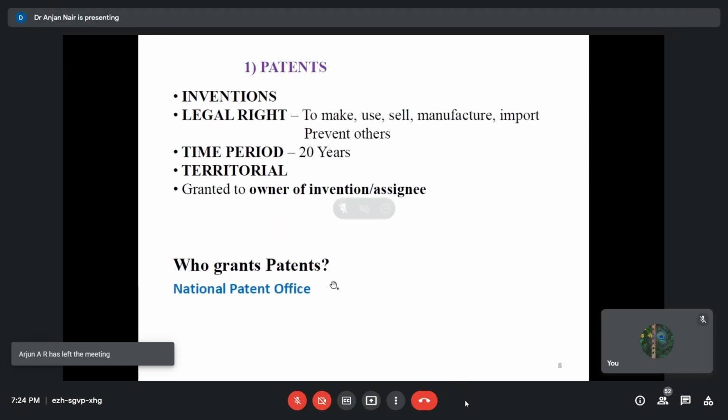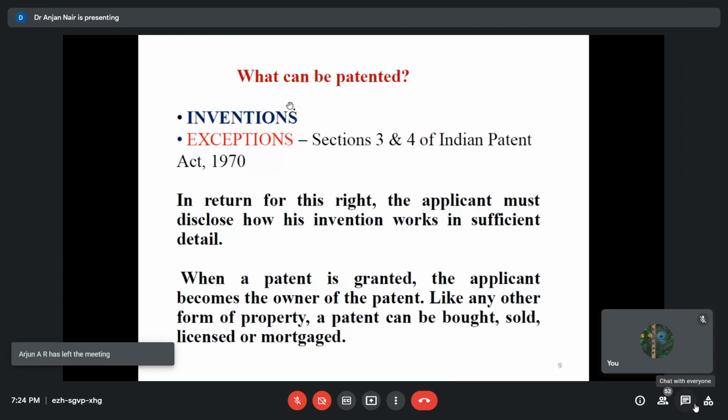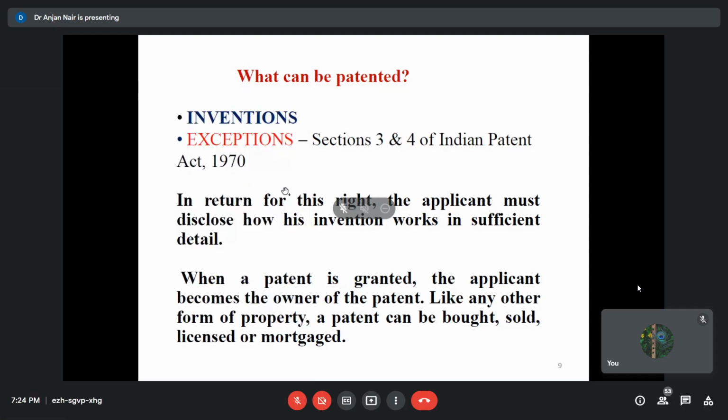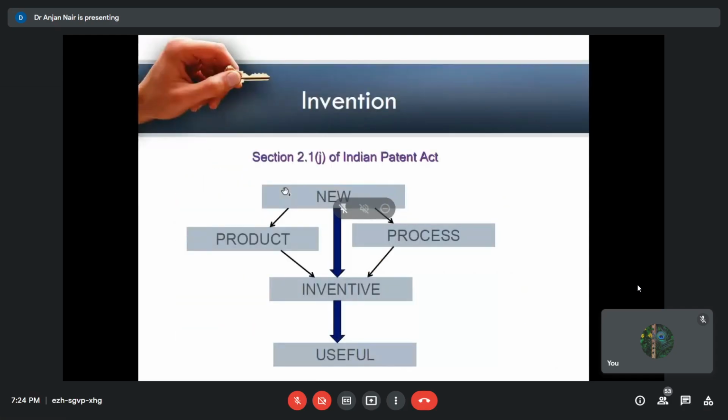Okay. So what can be patented? Basically, as I told you, all inventions, and there are some exceptions also. That is Section 3 and 4 of the Indian Patent Act of 1970. So we'll see what these things are one by one. But before that, what is an invention? We'll see the definition of an invention.